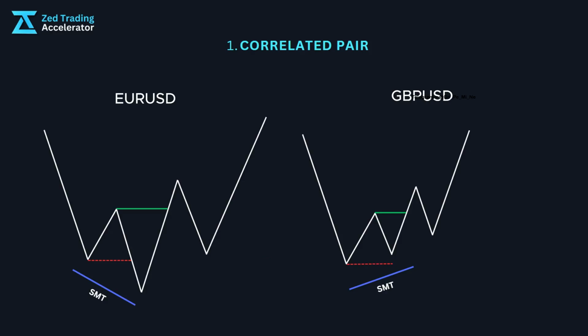Alright, when you see a setup like this, when you have an SMT divergence, this is a high probability setup. Just like I said, you can enter on the setup that formed a breaker block. You can enter in this pair. Alright?